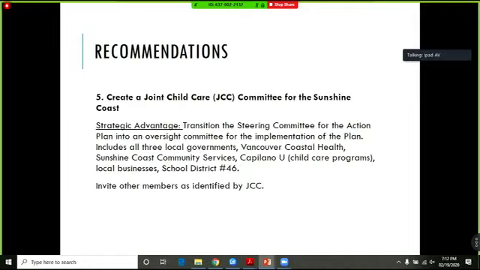And so the steering committee acknowledged that they would be willing to transition into the idea of a joint child care committee if this was supported by local governments. And there was also representation by the Vancouver Coastal Health, the Sunshine Coast Community Services, Capilano U that has a child care program, local businesses, and School District 46 on the steering committee. And other members could be invited as identified by the JCC.